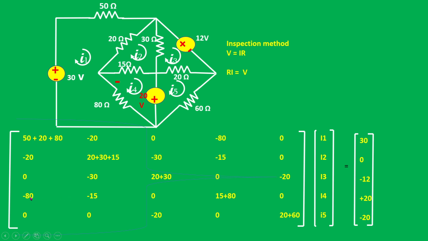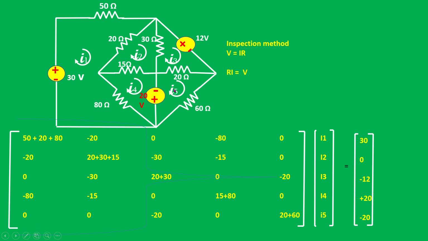Similarly, when you go for the fourth row, so it is the fourth loop, right? So this 80 ohm is common between this first and the fourth, so it is minus 80. This one is common between the second and fourth loop, so it is minus 15. Then nothing is common between this 4 and third, so it is 0. And for this fourth loop, it is 15 plus 80, so this is here. And between these two, nothing is common, no resistance is common. Okay, so it is 0.